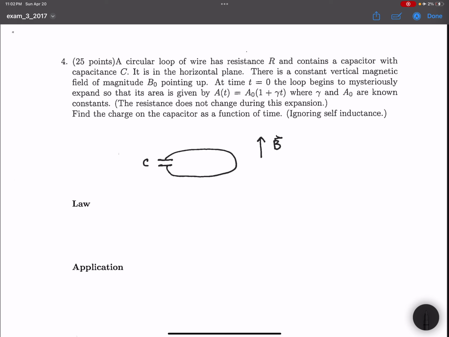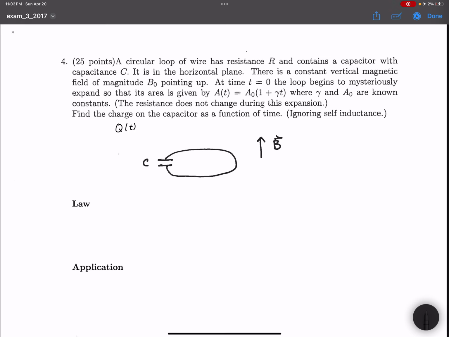All right, let's see. Okay, so a circular loop of wire has resistance R and contains a capacitor with capacitance C. It is in the horizontal plane, and there is a constant vertical magnetic field of magnitude B naught pointing up. At time t equals 0, the loop begins to mysteriously expand. So its area is given by A(t) equal A naught times 1 plus gamma t, where gamma and A naught are known constants. The resistance does not change during this expansion. Find the charge of the capacitor as a function of time. Okay, so we're trying to find Q(t).